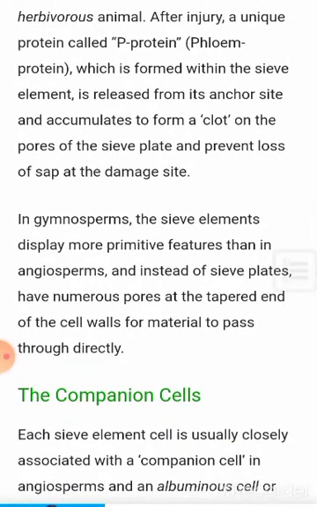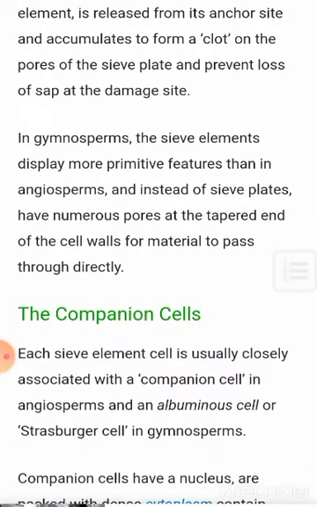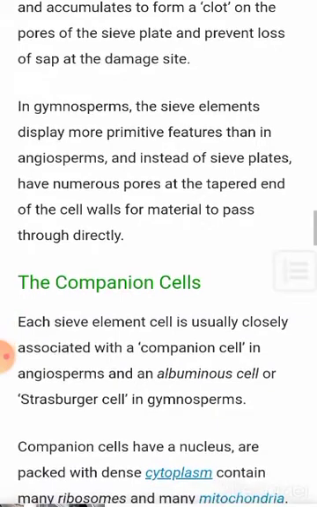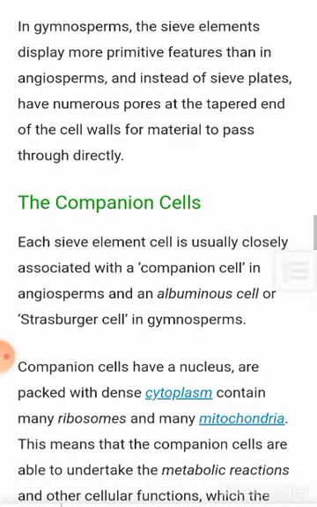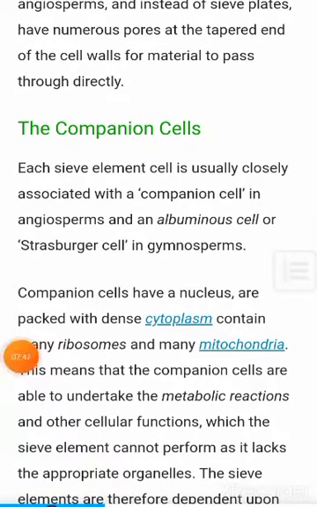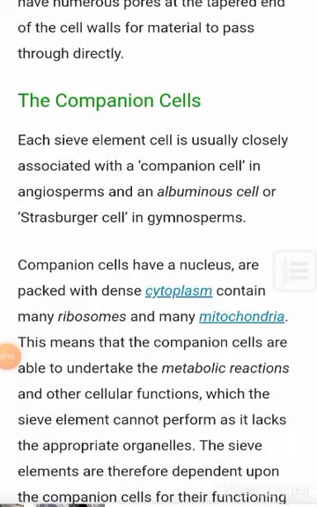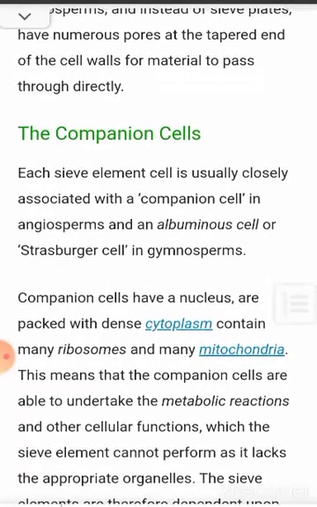In gymnosperms, the sieve elements display more primitive features than in angiosperms, and instead of sieve plates have numerous pores at the tapered end of the cell walls for material to pass through directly. You see the companion cells. Each sieve element cell is usually closely associated with a companion cell in angiosperms and an albuminous cell or Strasburger cell in gymnosperms.